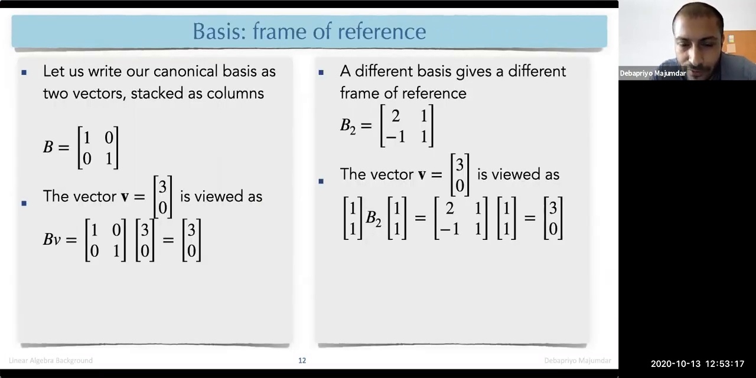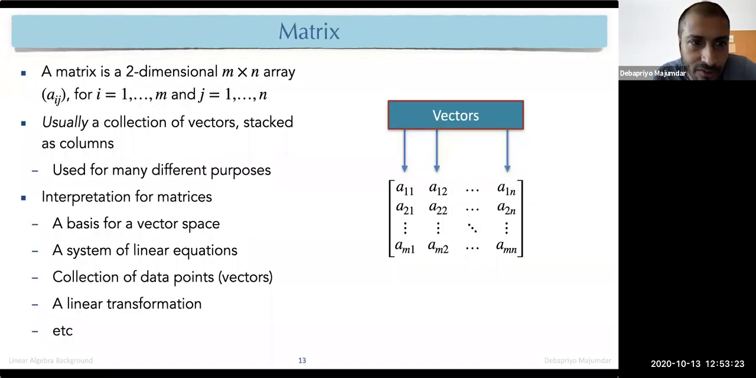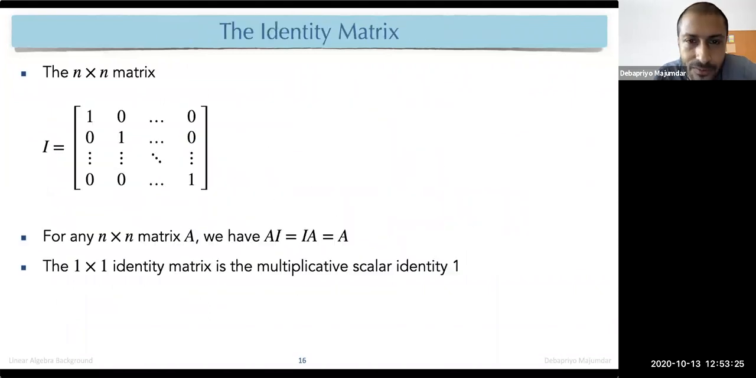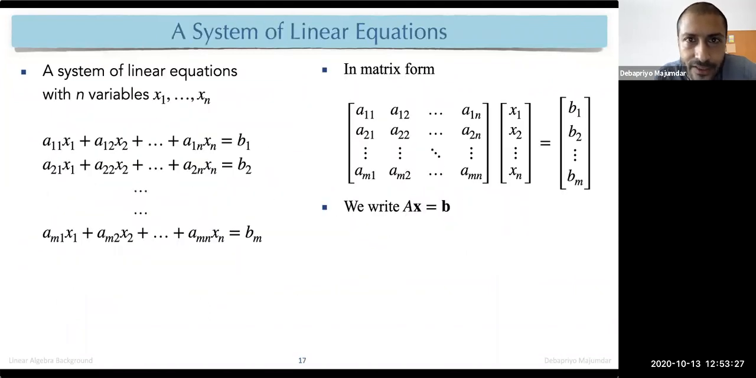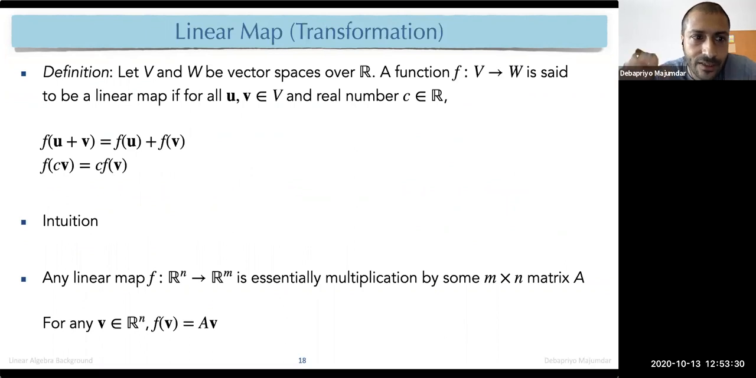So this, of course, all of you knew this, but I wanted to give you this point of view. So let's move on. So the matrix and all, you all know matrix multiplication and all. So identity matrix, system of linear equations. This is what I wanted to come to. Linear transformation. This also you know.